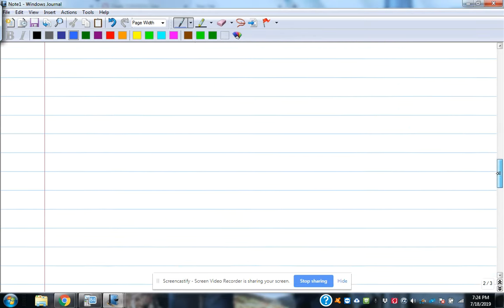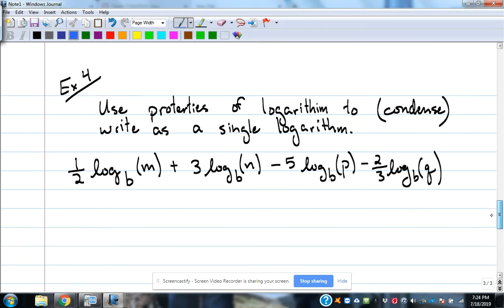Let's go the other direction and let's take a logarithm that is already in expanded form and try to condense it or write it as a single logarithm. So here we have 1/2 log base b of m plus 3 log base b of n minus 5 log base b of p minus 2/3 log base b of q.